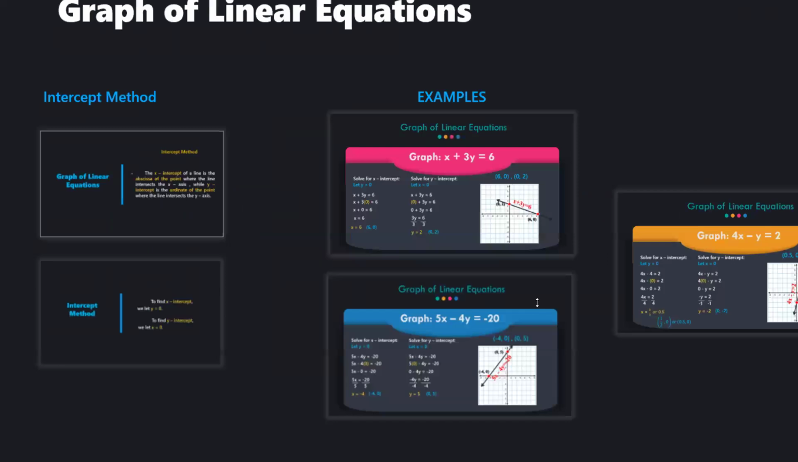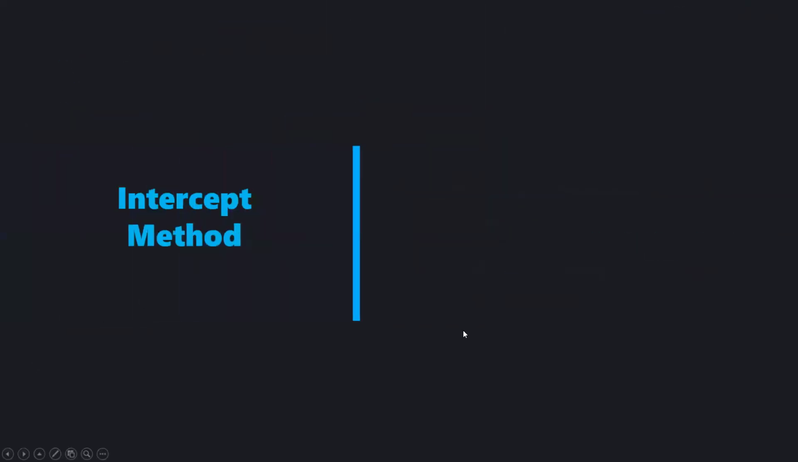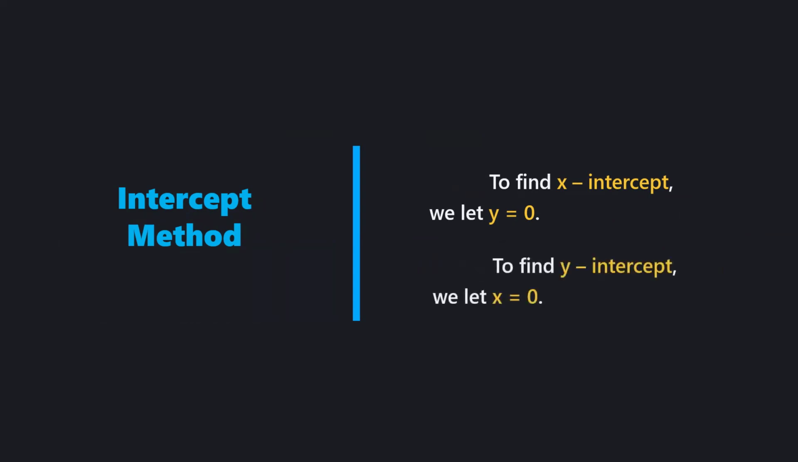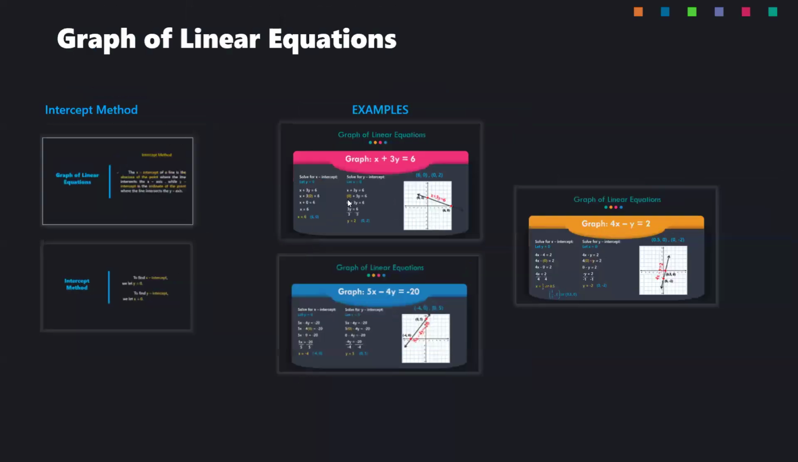So the steps in using the intercept method to graph the linear equation is that first, we're going to find the x-intercept. In order to do that, we will just let y be equal to 0. And after that, we're going to find the y-intercept by letting x be equal to 0. To further understand the intercept method, let us have some examples.